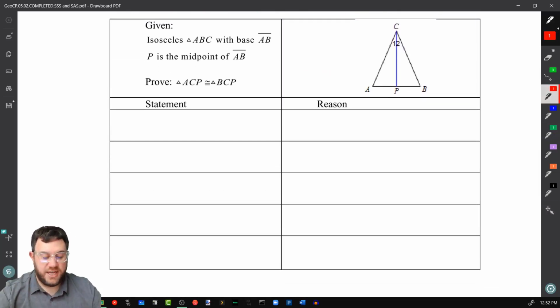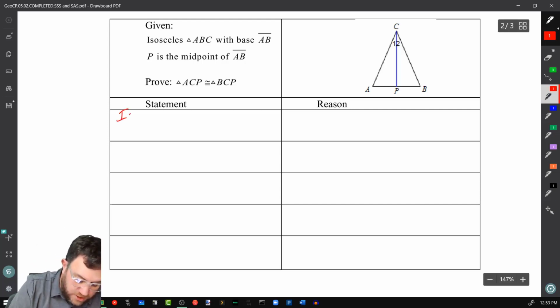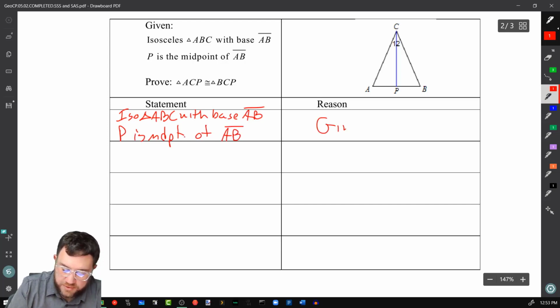Now for our next proof and the last thing we're doing today, we know we have isosceles triangle ABC with base AB, and we know P is the midpoint of AB. So let's go ahead and write down what we know. Isosceles triangle ABC with base AB, and P is midpoint of AB. Those are both given to us.